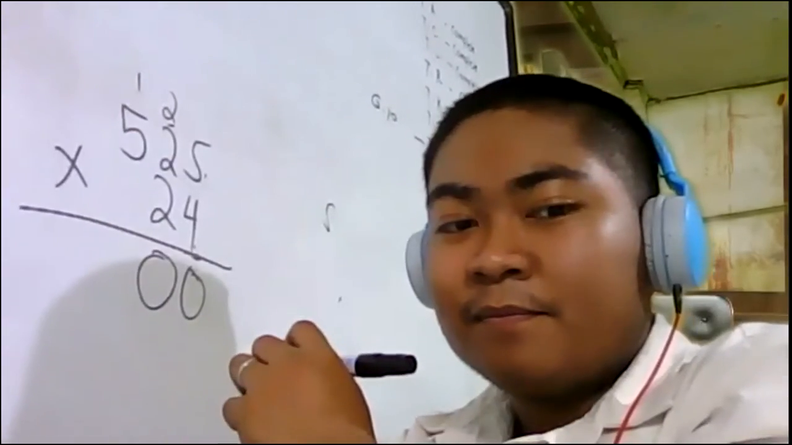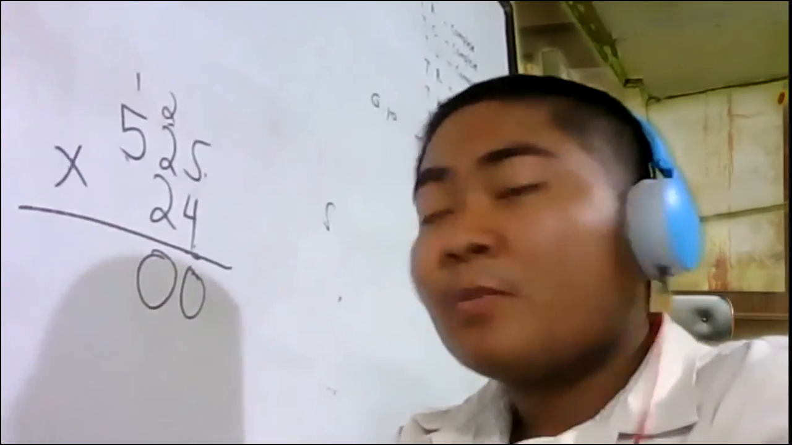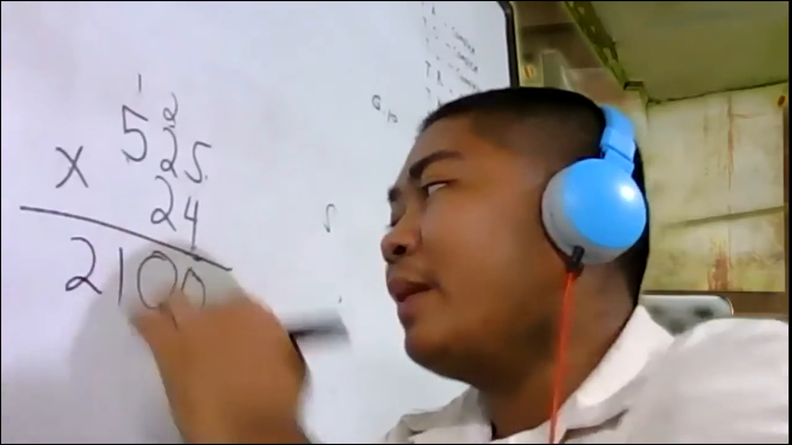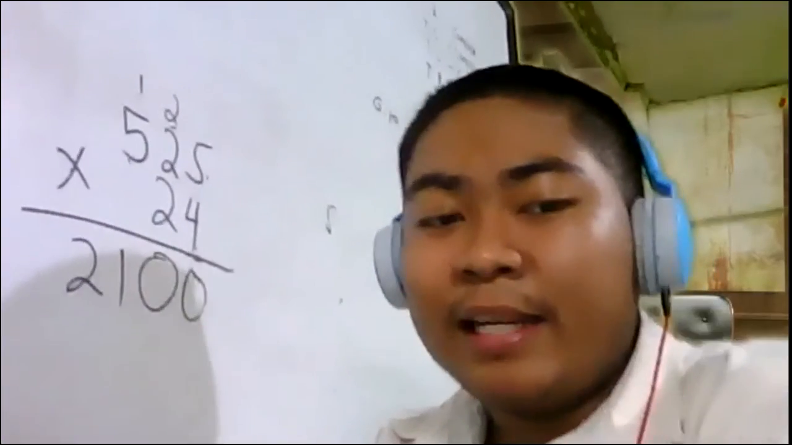Tama? Yes. So 4 times 5, 20, plus 1, 21. So the partial product is 2,100.